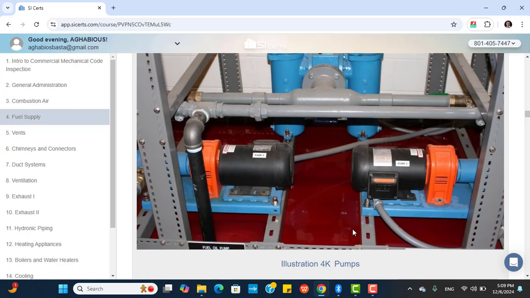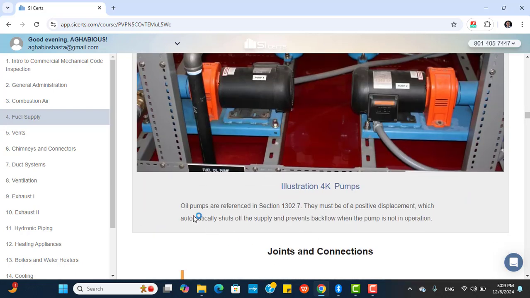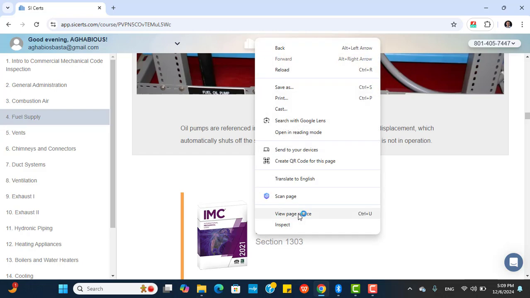Illustration 4K: pumps. Oil pumps are referenced in Section 1302.7. They must be of positive displacement, which automatically shuts off the supply and prevents backflow when the pump is not operated.